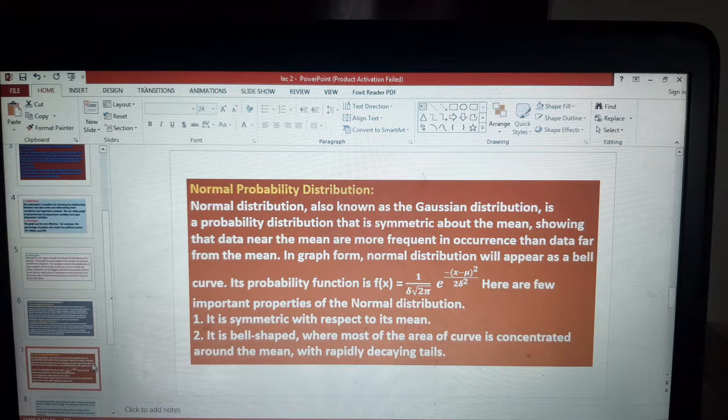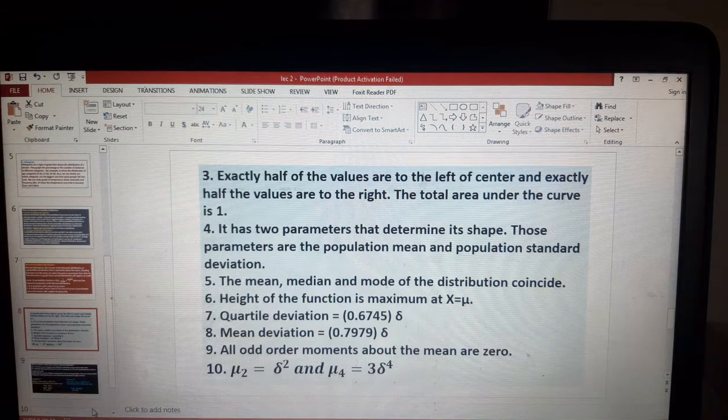Here are a few important properties of normal distribution. Number 1, it is symmetric with respect to its mean. Number 2, it is bell shaped where most of the area of the curve is concentrated around the mean with rapidly decaying tails. Number 3, exactly half of the values are to the left of center and exactly half of the values are to the right. The total area under the curve is 1.